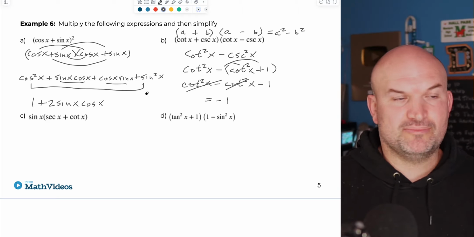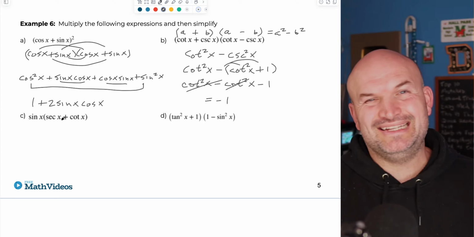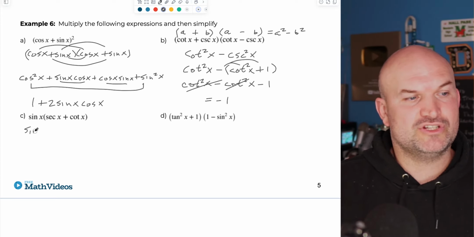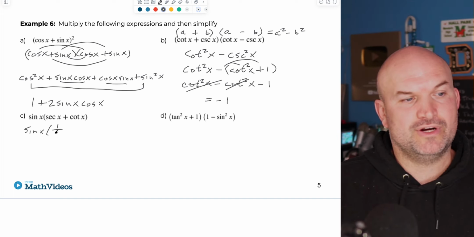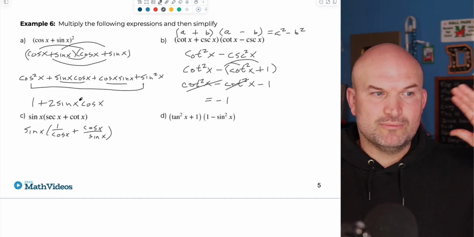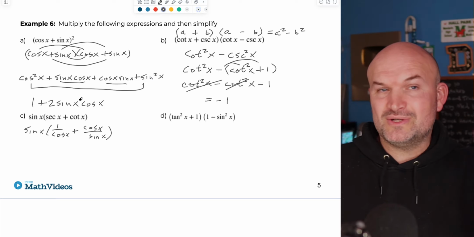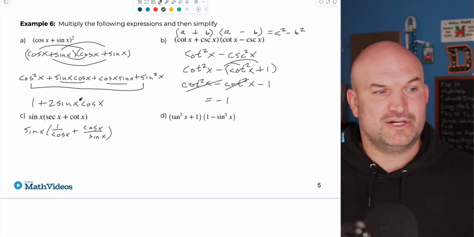Over here, again, we can just apply distributive property. It might be helpful in this case, before you actually get into multiplying, to just remember that secant is 1 over a cosine of x, and cotangent is cosine of x over a sine of x. Okay, so again, a lot of times, the more practice you get on this, you just kind of do this in your head. But be careful, once you start doing things in your head, that's also where a lot of mistakes are going to happen.